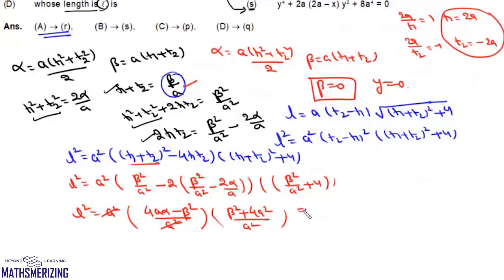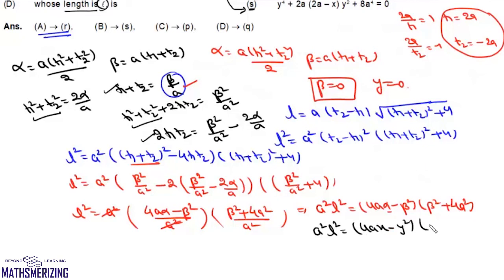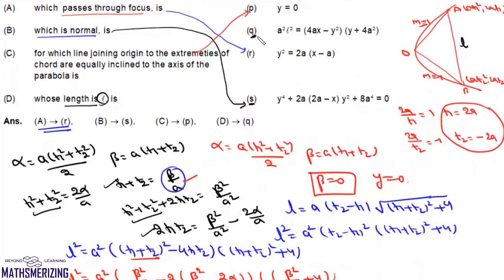Now a square will cancel. We can write this equation as a square L square equals (4a alpha minus beta square) times (beta square plus 4a square). Now we'll replace alpha with x and beta with y. So its equation will be a square L square equals (4ax minus y square) into (y square plus 4a square). So that is the locus of the required midpoint, and that's your option number Q. So that means D is matched to Q.